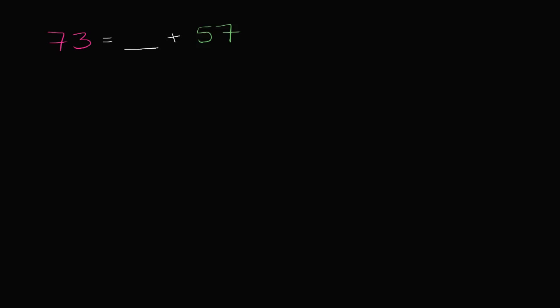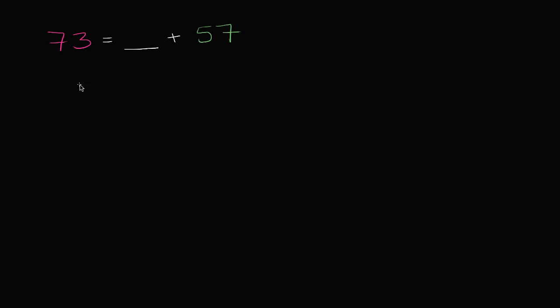Let's say someone walks up to you on the street and says, quick, 73 plus blank is equal to 57. What would blank be? Well, there's a couple of ways to think about it. Blank is essentially what you have to add to 57 to get to 73. It's the difference between 57 and 73.